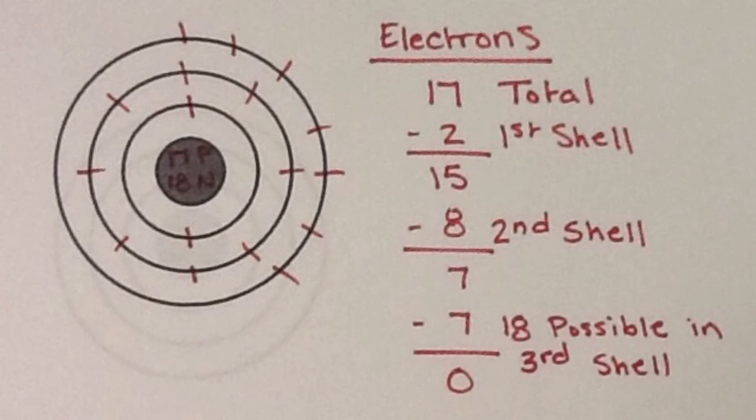Now that we have filled the first and second shell, we can see that only 7 electrons remain. All 7 electrons will fit in the third shell of the atom, which can hold up to 18. This atom is now complete, and we can say that it has 7 valence electrons.